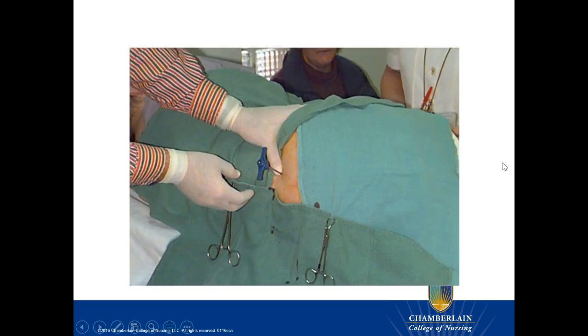Here's another picture. You can see kind of how big that needle is. This one has the stylet removed, so it's ready to put a syringe on there and withdraw the bone marrow. For a person with leukemia or a cancer, they may have this done every 3 months.